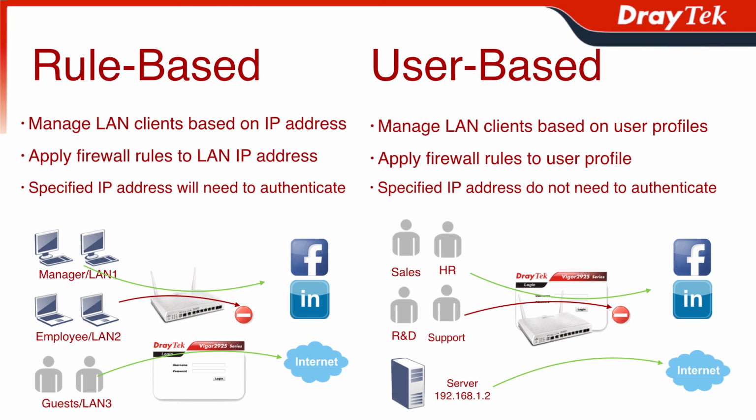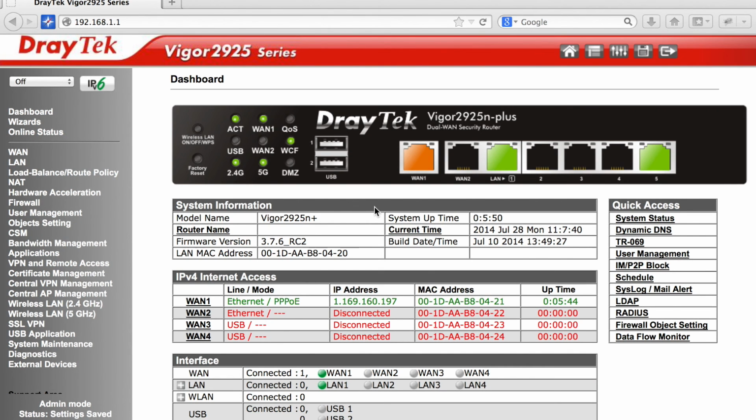To conclude, in rule-based mode, the firewall will be applied in only a pre-designated IP range, while in user-based mode, the IP range is irrelevant. The firewall will be applied to the user accounts. We will now begin configuring the rule-based profile.